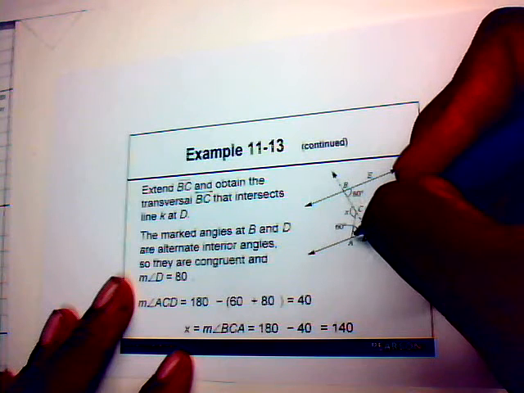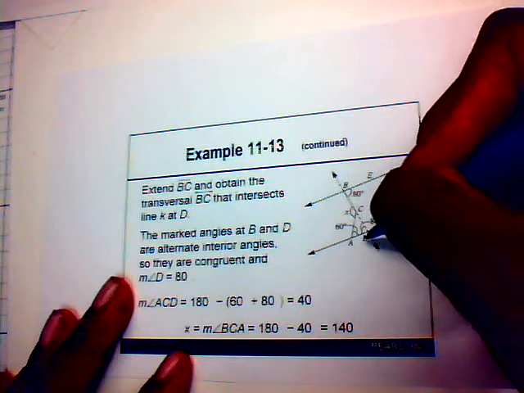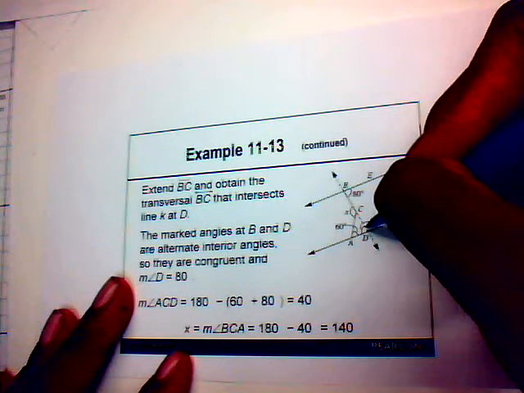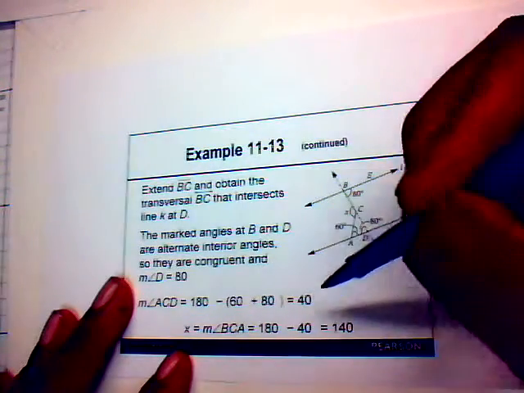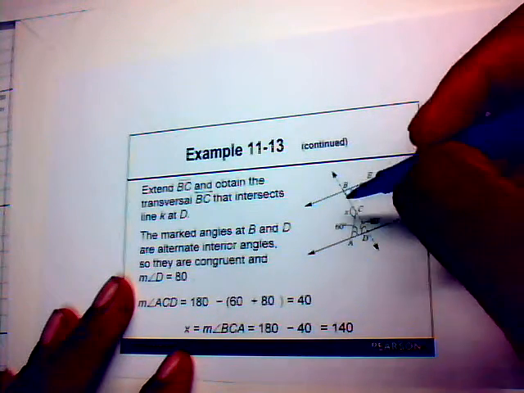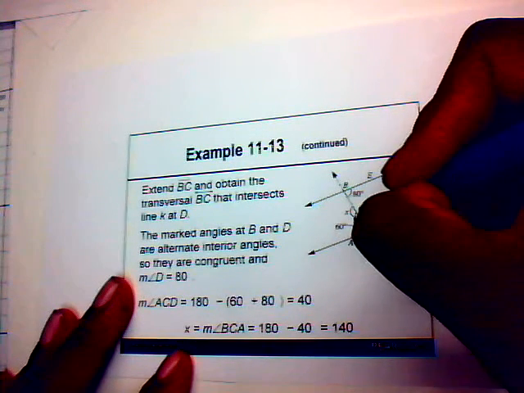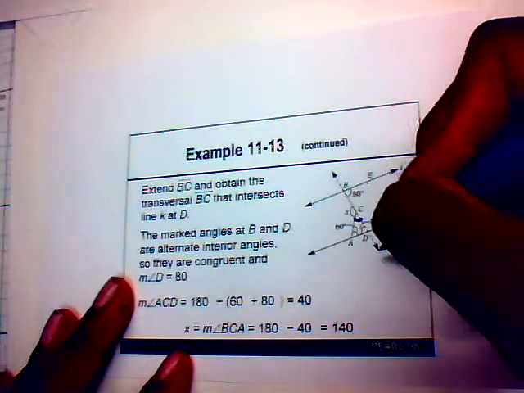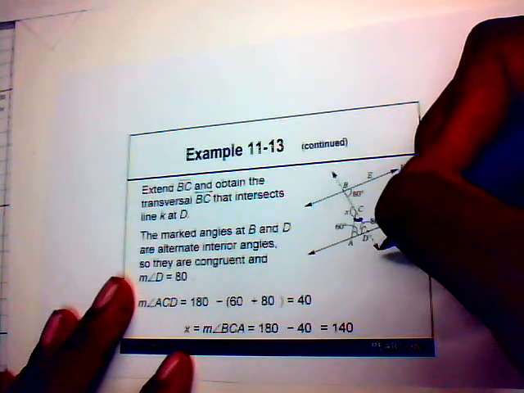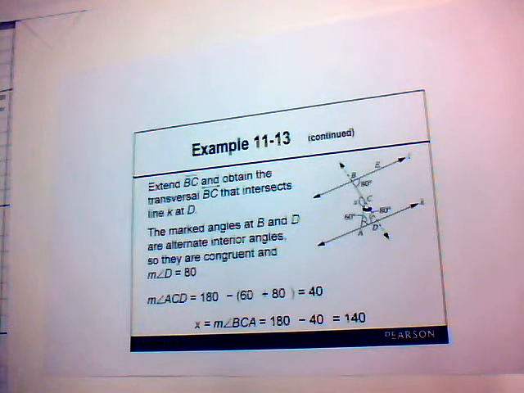So if you look at this one, ADC forms a triangle. So here the measure of angle ACD must be 180 minus the sum of those two angles, 60 and 80, which would give you 40 degrees. And notice that angle ACD, which I'm marking off in purple, and angle x form a straight line. And a straight line has an angle measure of 180 degrees, so subtract the 40 from the 180 degrees, you're going to get 140.